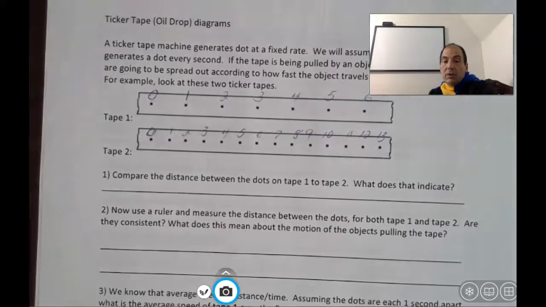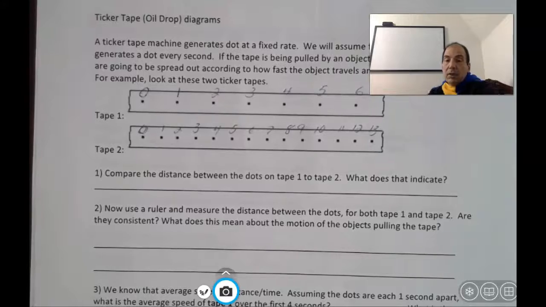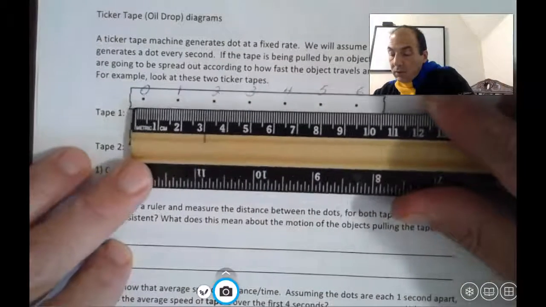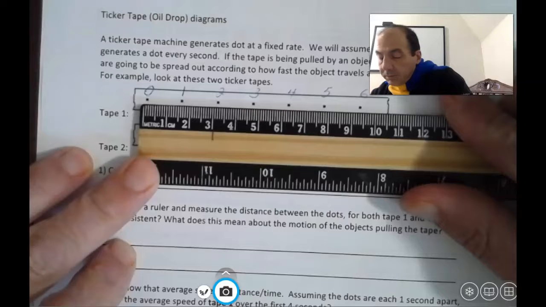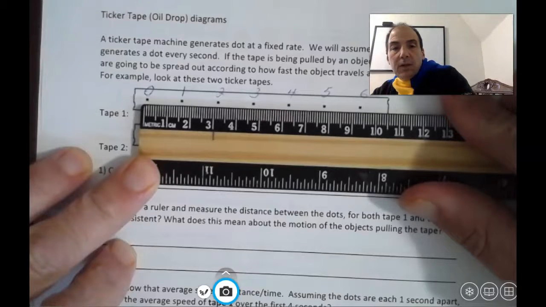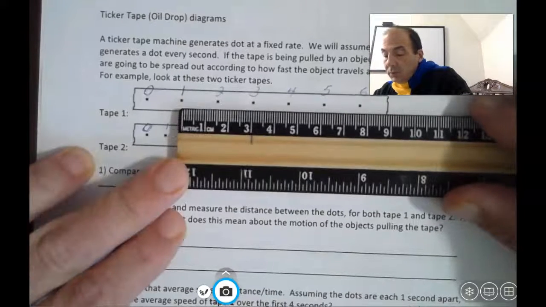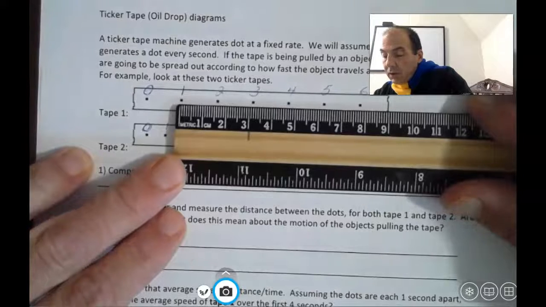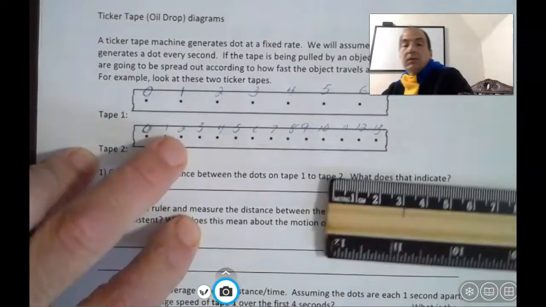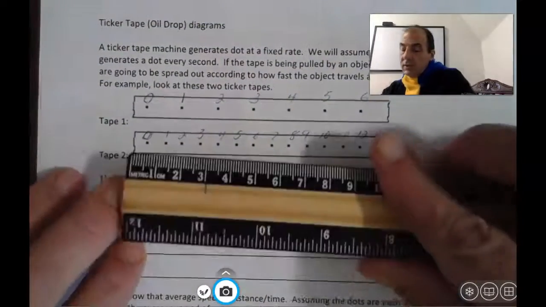Now question 2 says, use a ruler and measure the distance between the dots for both tapes. Are they consistent? All right, so let's take a ruler, put it down here, and my first dot's about 1.5, it's almost 1.6, so if you want to say 1.55, that's up to you. The next one, I'll move it over. Again, kind of in the same area. The next one, yeah, pretty much still in the same area. So those are pretty consistent dots.